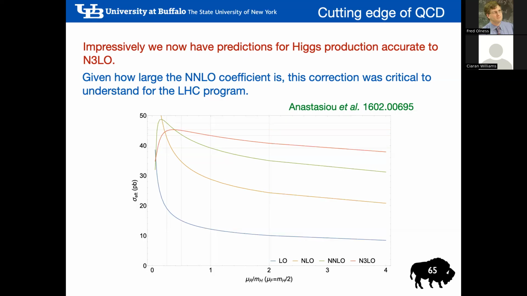And N cubed LO, so what we're looking at here is the variation in the cross-section as a function of some unphysical parameters. The renormalization and the factorization scale varied together from some central choice, which would be 1, to be the value that you think would be your favorite prediction, and then varying it across a range from around a quarter to a factor of 4.